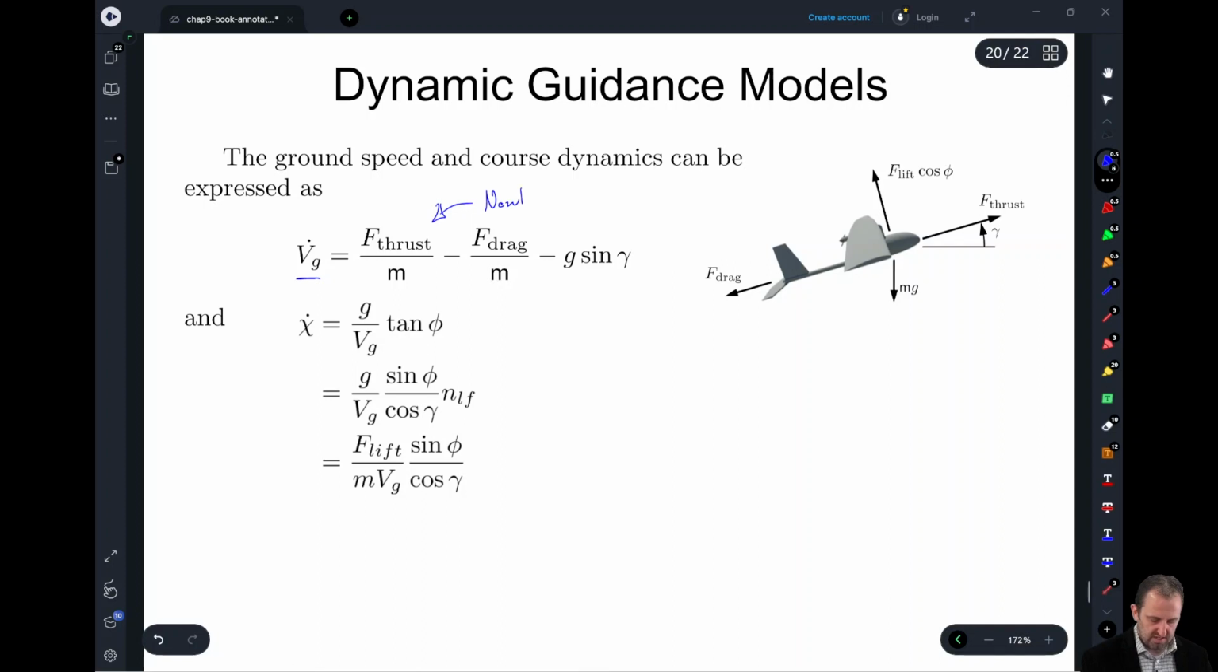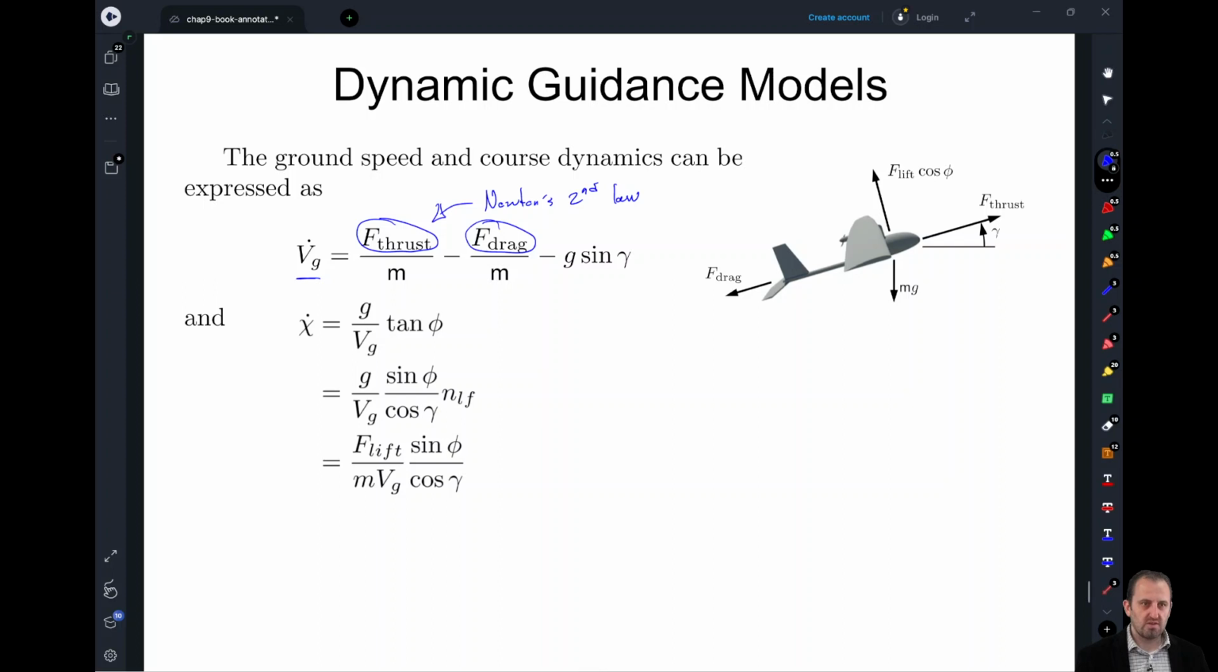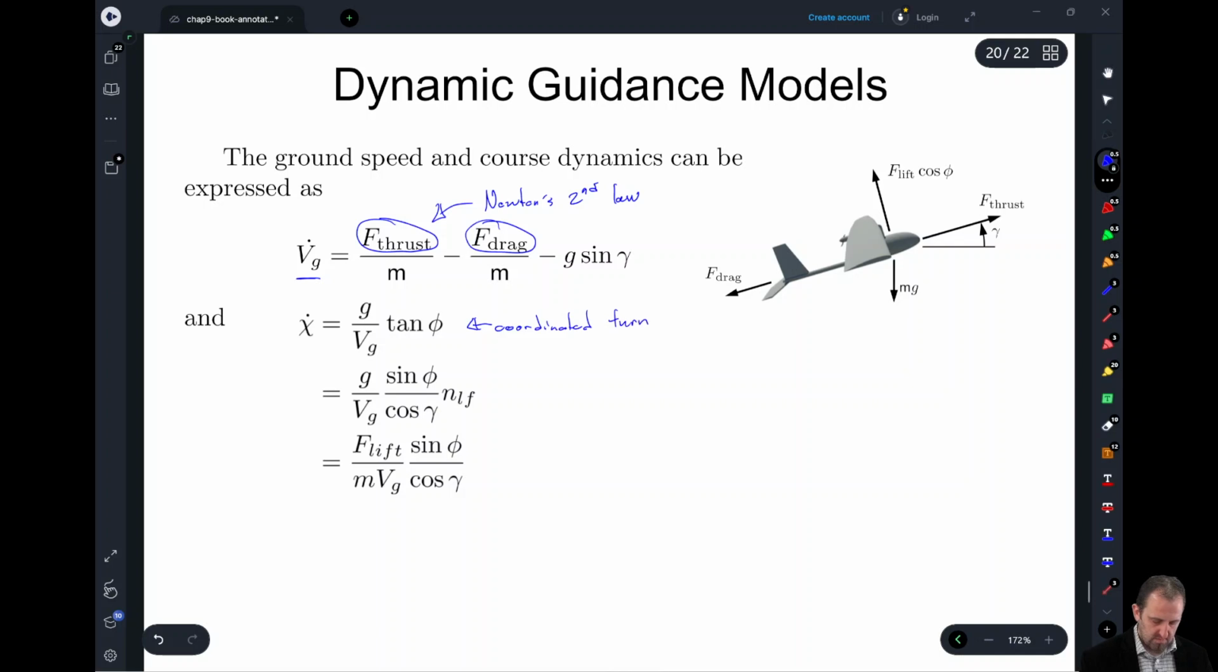That comes from Newton's second law. Again, we have forces, so now this becomes a dynamic equation. We have our thrust force and our drag force that come into play. We also have our coordinated turn model, and we're going to express this in terms of our load factor.